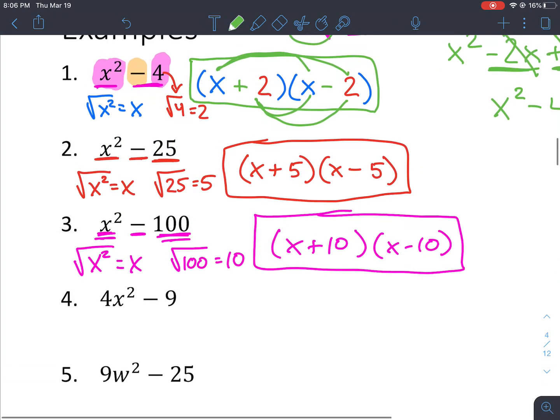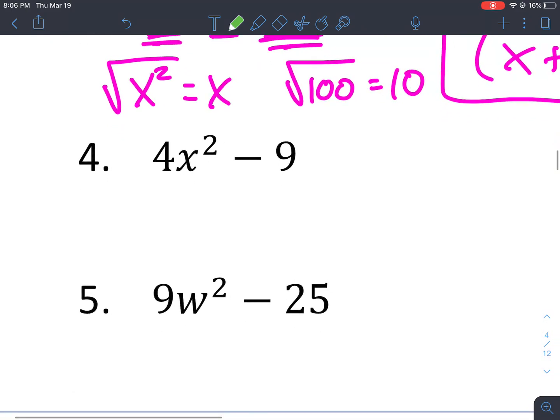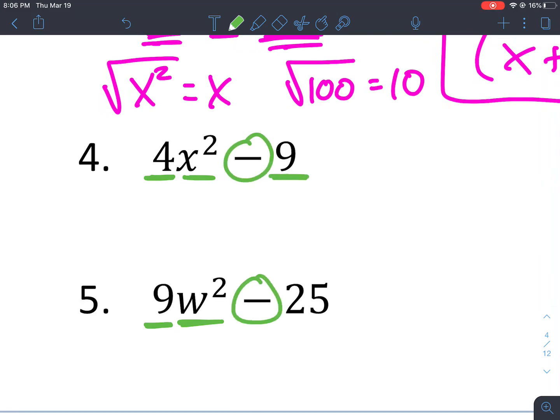Now, these last two look a little bit different because they don't start with just a regular x squared. Okay? In number 4, we have 4x squared, and in number 5, we have 9w squared. But what we hopefully do notice is it still has that x squared, or that w squared in this case. But in addition to that, 4 is a perfect square. 9 is also a perfect square. We have a difference. We are subtracting. 9 is a perfect square, and 25 is a perfect square. So we still are going to do the exact same thing, except a little bit different look to that first one.